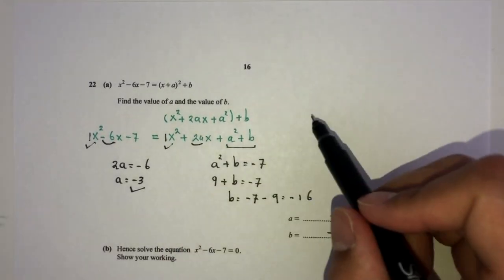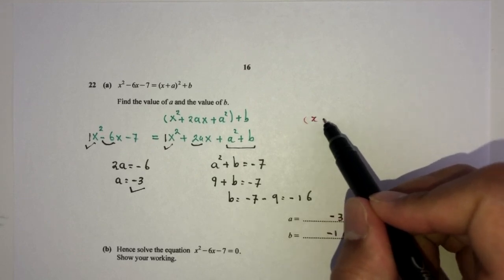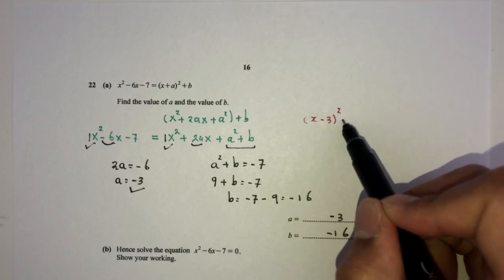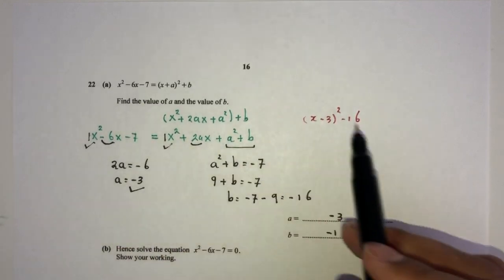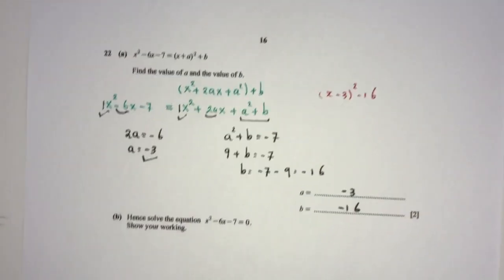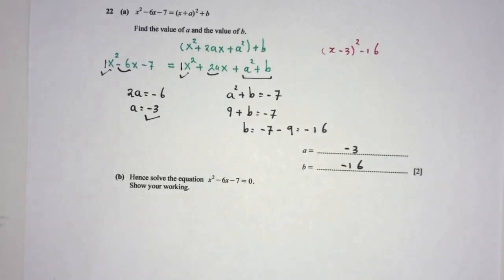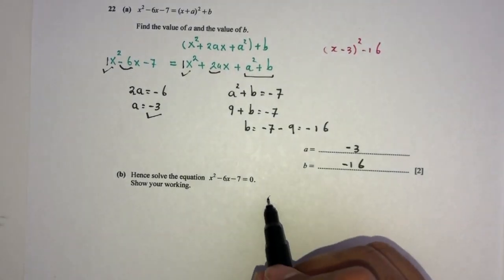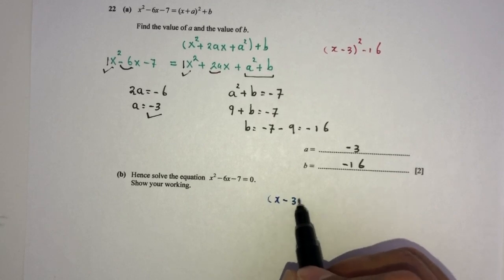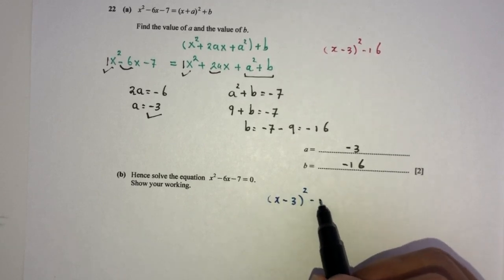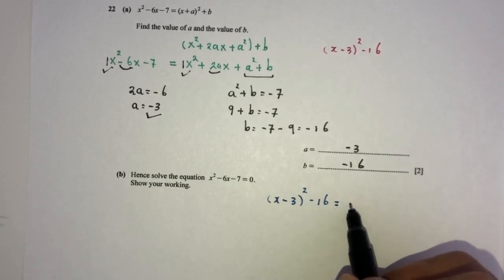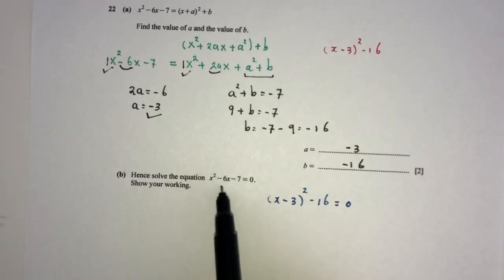We can always write them in this way. So x, a will be minus 3 squared minus 16. So this will become this, right? Now, hence solve the equation. Hence means using part 1 to solve the equation. That will be x minus 3 squared minus 16 is equal to 0. So we know this became this.